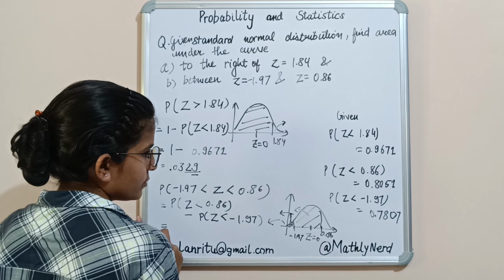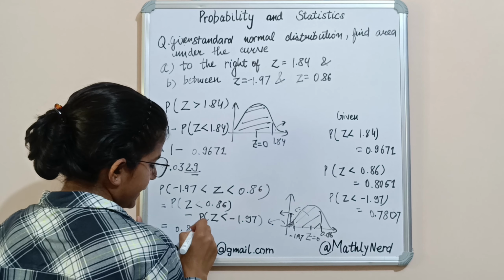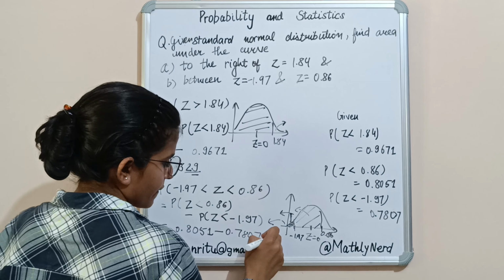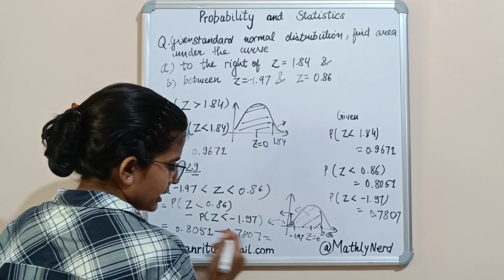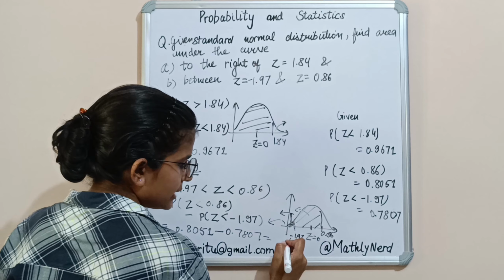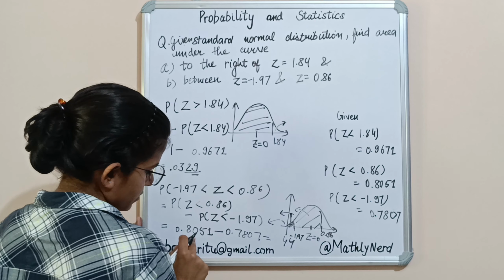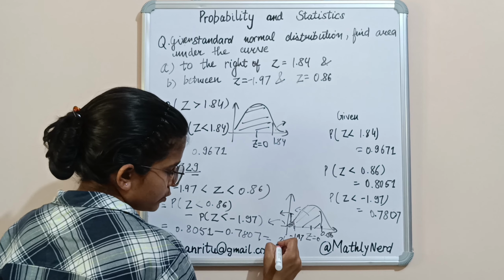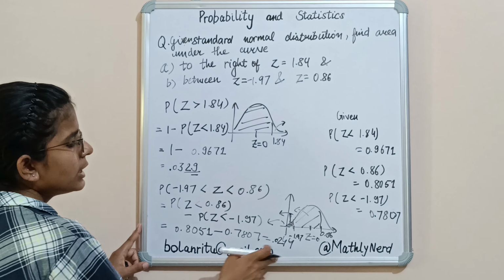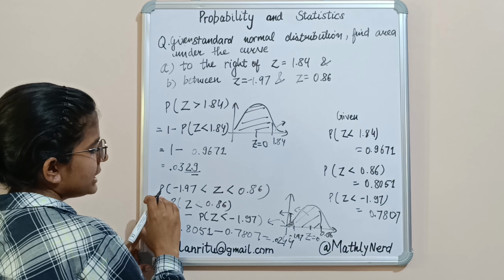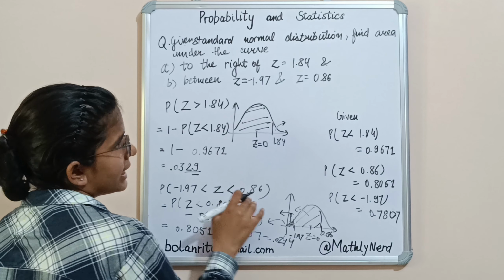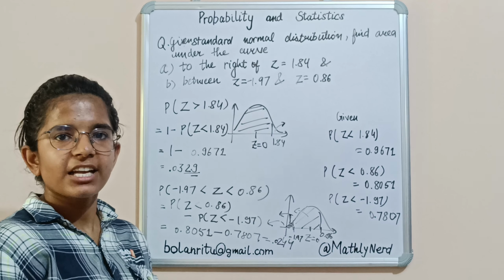So this will be equal to 0.8051 minus 0.7807. That will be 11 minus 7, 4. 4 minus 0, 4. 10 minus 8, 2. And 7 minus 7, 0. So 0.0244. This is our answer for the probability of minus 1.97 less than Z less than 0.86. That's all. We will meet in our next lecture.